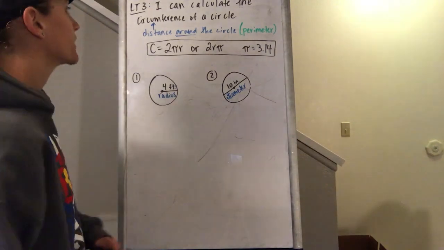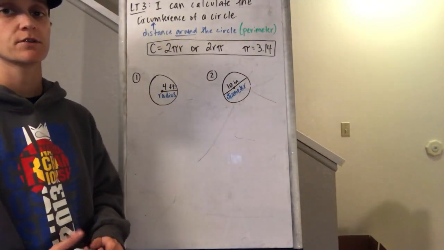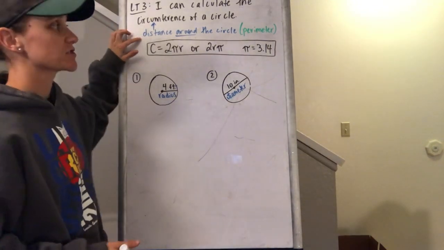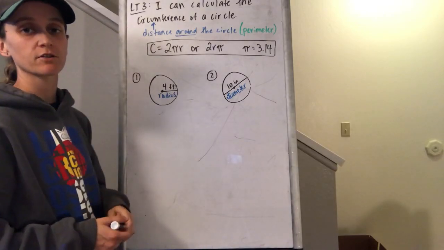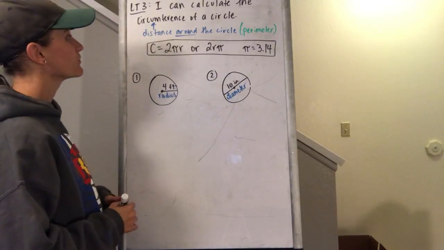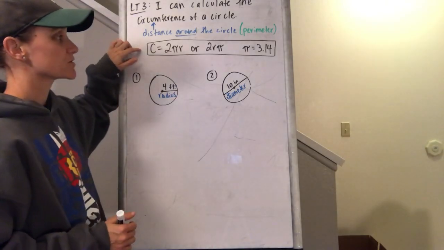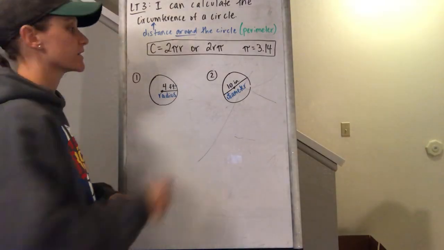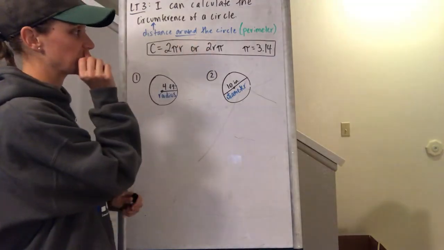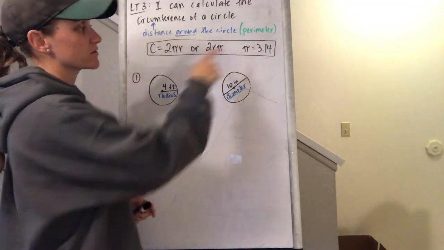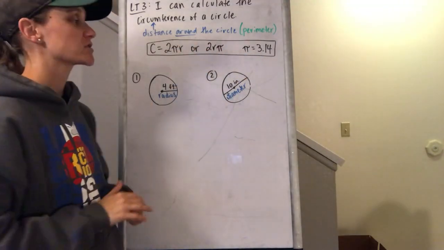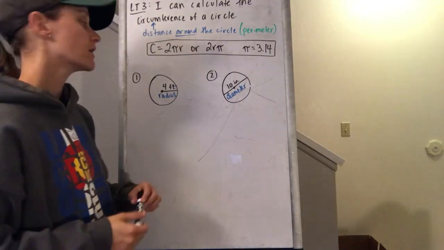When this is LT3, I can calculate the circumference of a circle. And remember, circumference just means the distance around the circle, so it's basically the perimeter, like you would find with any shape. And the formula for this is going to be circumference is equal to 2 times pi times r, or 2 times r times pi. You can change the order because it's just multiplication. And then remember that pi equals 3.14, and that's just an approximation because pi goes on forever.